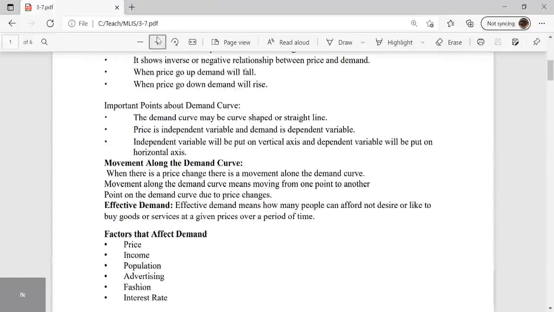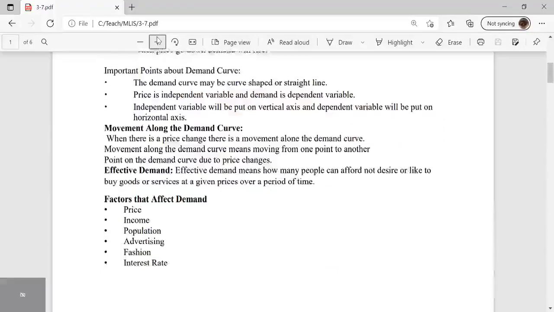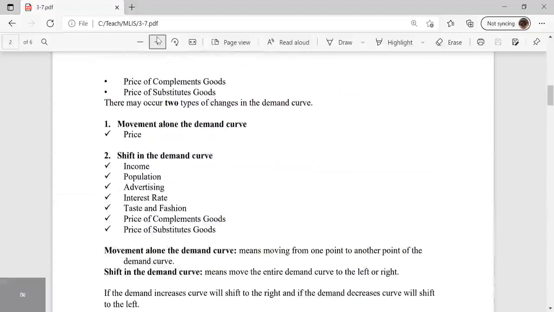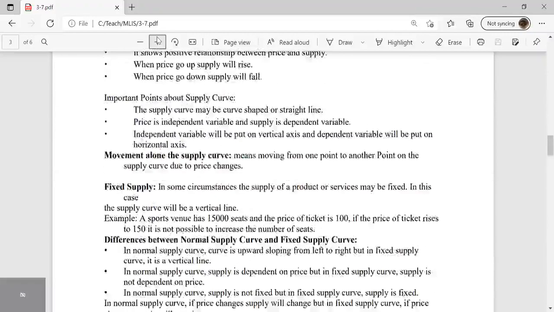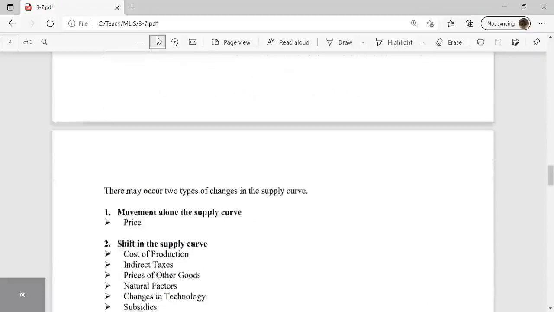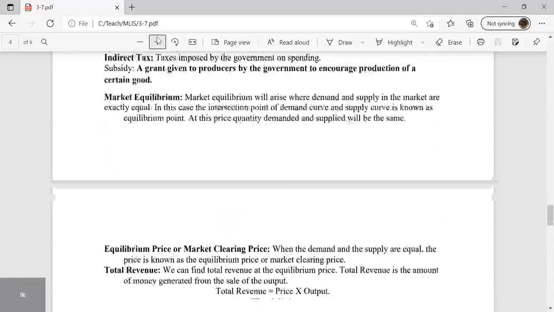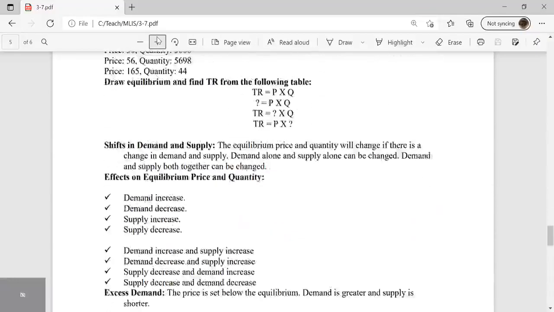So last day we talked about demand and supply. If you have any problem with that, please let me know. Today we will do some examples on the interaction of changes in demand and supply.